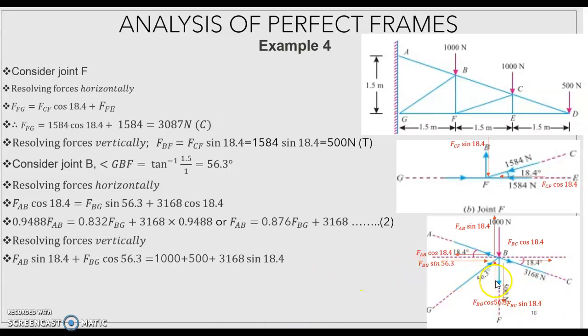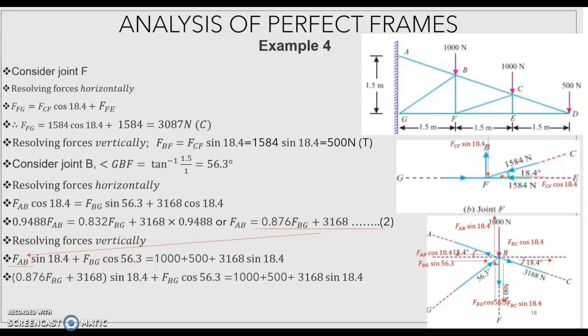There are three downward forces: 1500, and FBC sin 18.4 is downward, and these other two forces are upward. Substituting the value of AB here and solving, we get FBG is equal to 1801 Newton compression. And substituting the value of FBG in equation 2, we get FAB is equal to 4757 Newton.